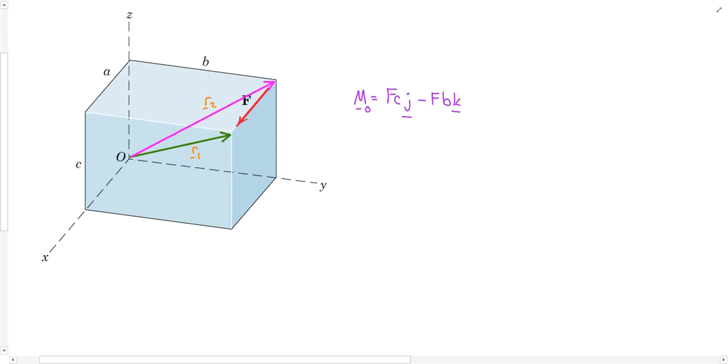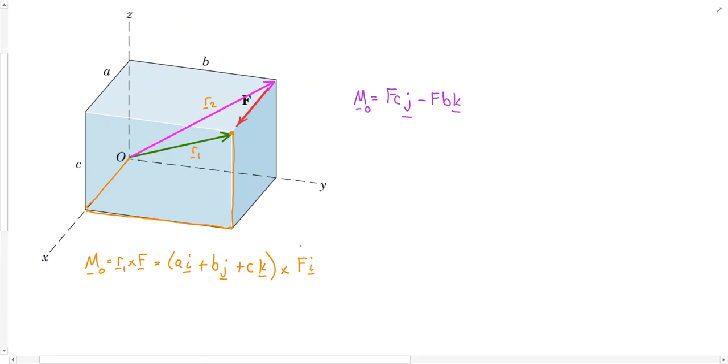And now let's take a moment using those position vectors. So the moment around O is r1 crossed with F. And to get from O to this front corner here, I would go a distance a in the i, plus a distance b in the j, plus a distance c in the k. And that would get me up to there. And I'm going to cross that with my force. My force is easy. It's only in the x direction, so that's F in the i.